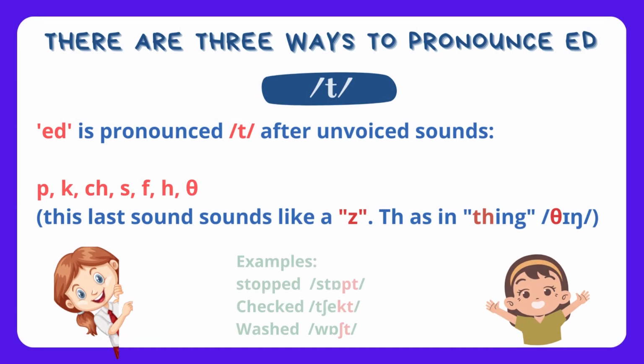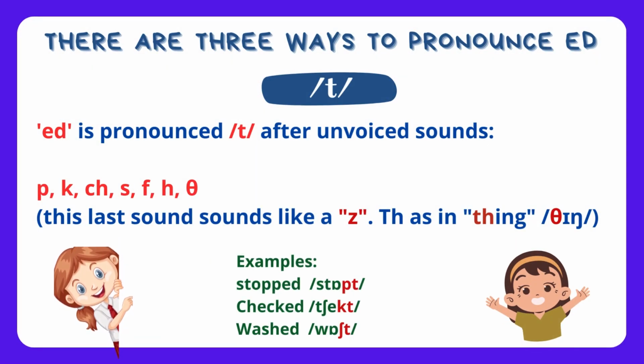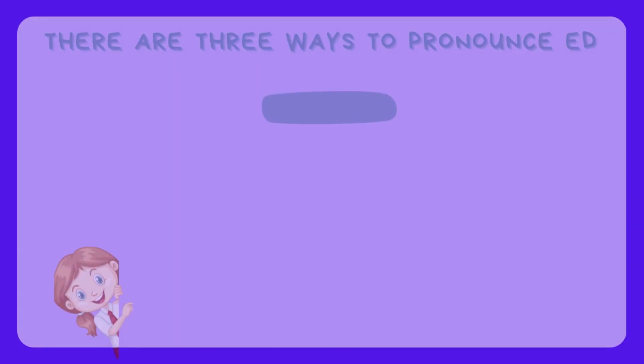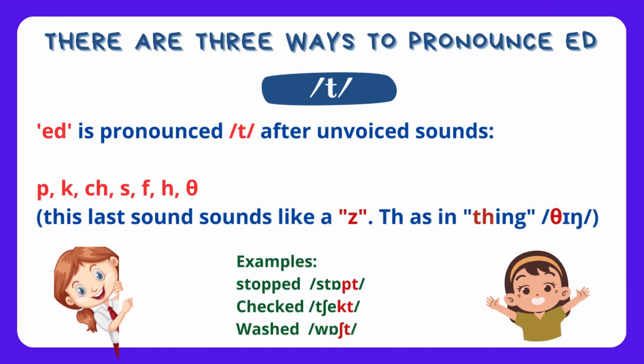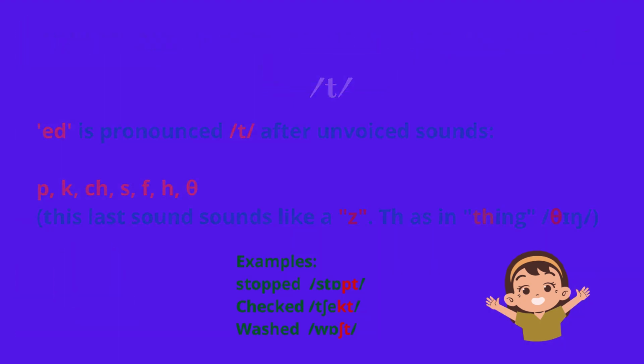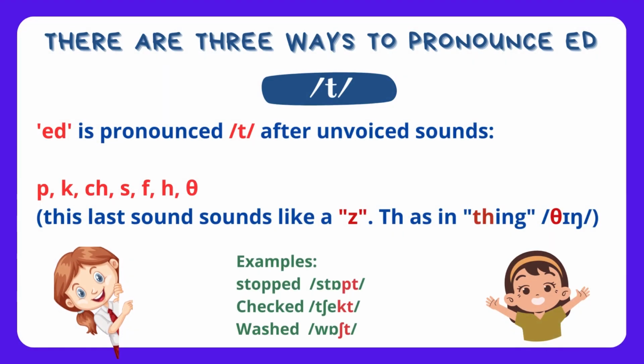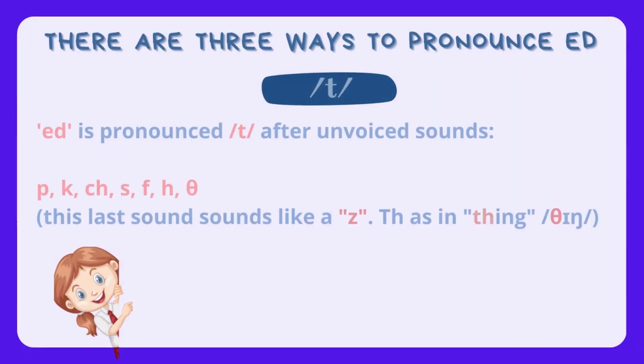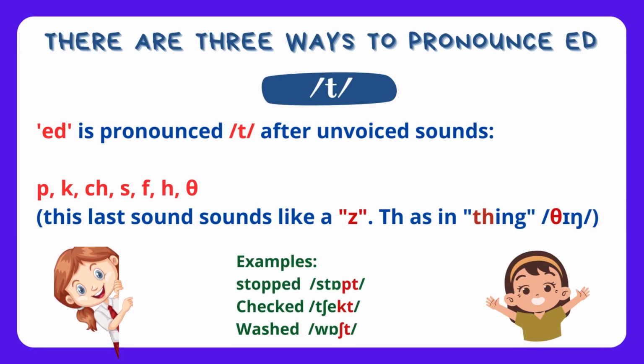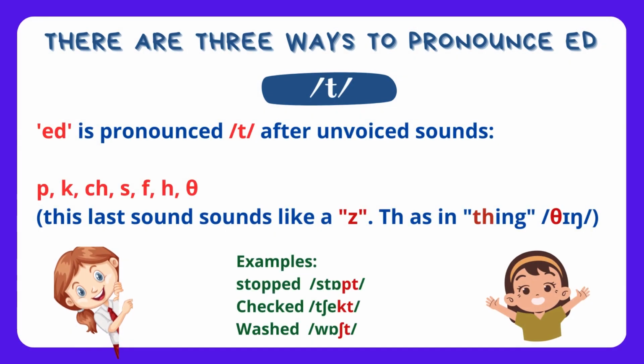There are 3 ways to pronounce ed. T. Ed is pronounced T after unvoiced sounds: P, K, Ch, S, F, H, theta. This last sound is th as in thing. Examples: stopped, checked, washed.